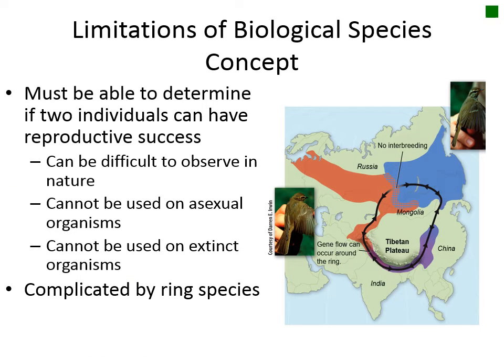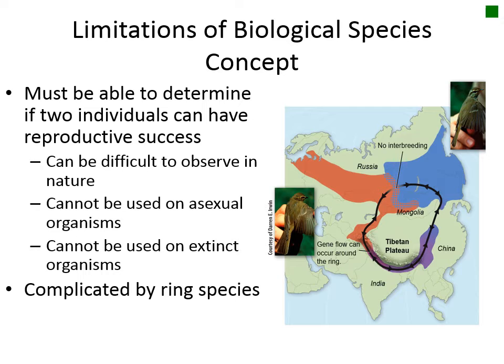While the biological species concept is the most commonly used definition of a species, it does have limitations. You must be able to determine if two individuals have reproductive success, which might be difficult to observe in nature. Additionally, not all organisms use sexual reproduction. Any organism that replicates asexually, such as bacteria, must be identified as a species in a different way. This is also true for organisms found in the fossil record.